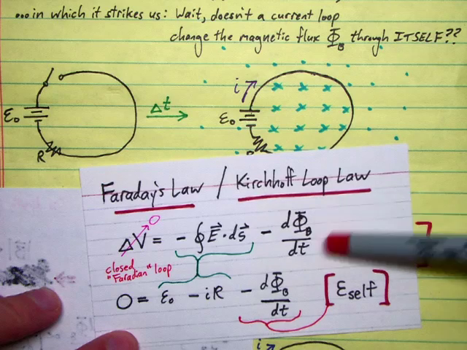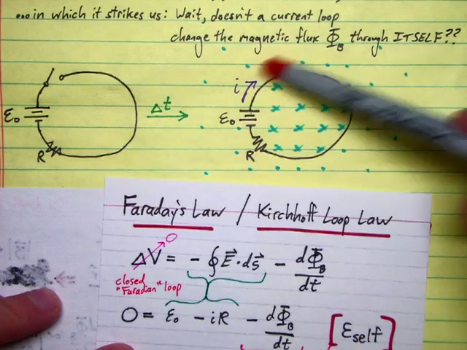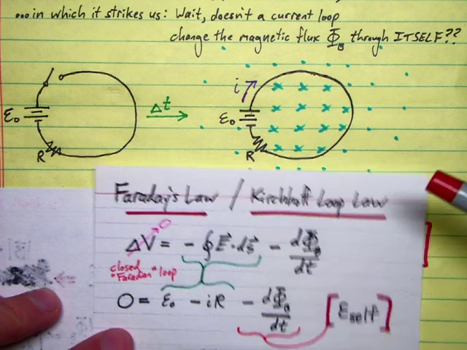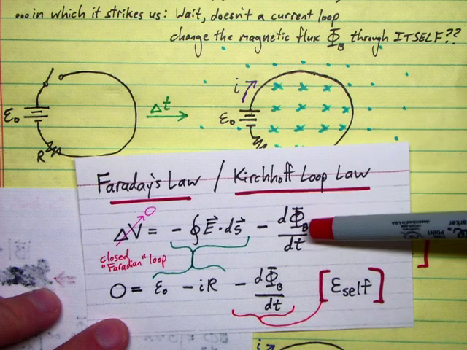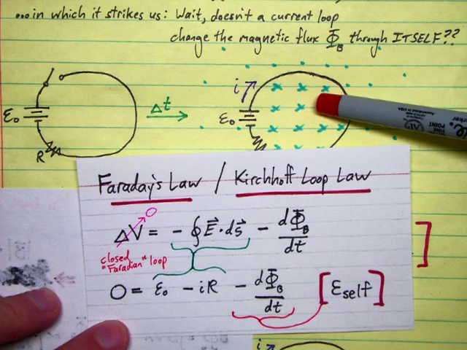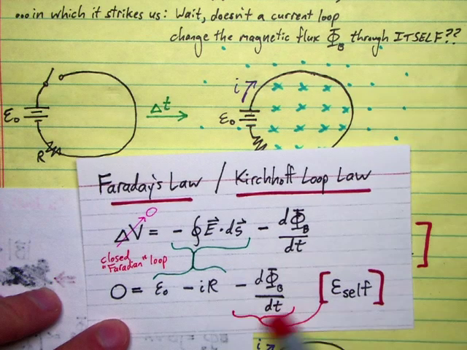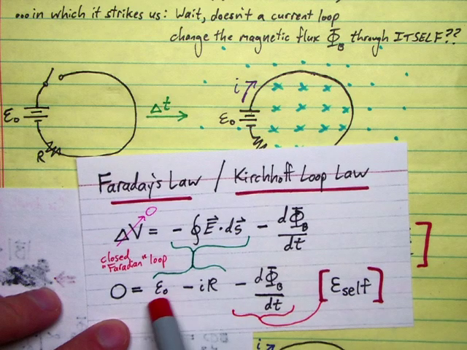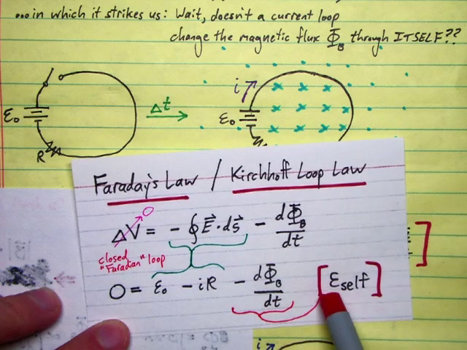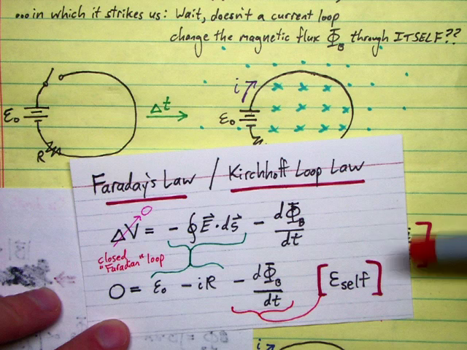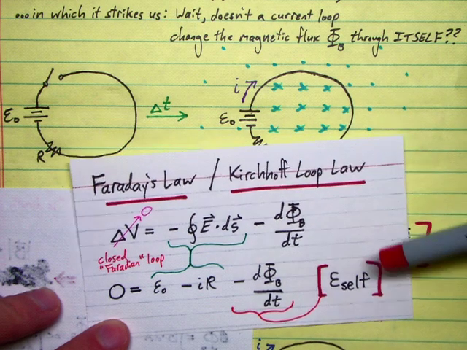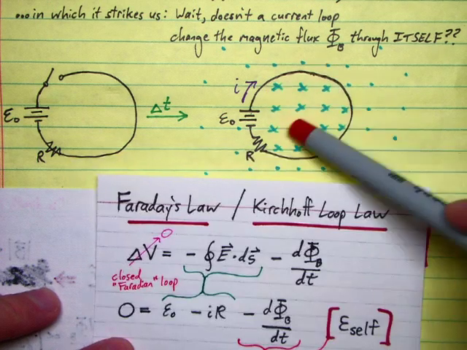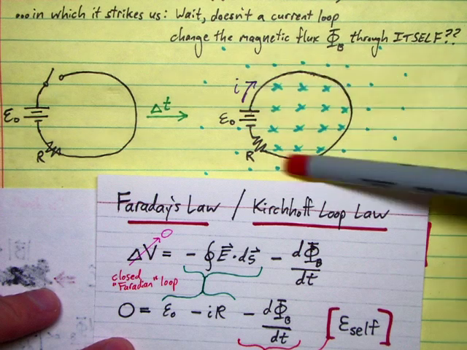A changing magnetic flux through our loop is going to affect our current. There is no external field here, so that changing magnetic flux through the loop is just due to the current itself. So this term, which we recognize has the units and dimensions of a voltage, we're going to consider the self-induced EMF, or the back EMF. Here's our back EMF right here, minus the rate of change of the magnetic flux through that loop due to the loop's own current.